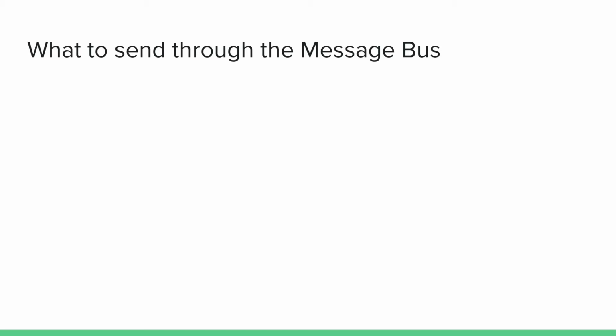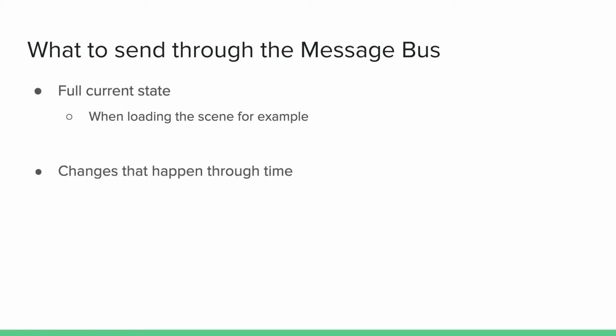So what should we send through this message bus? There are mainly two things that we will try to send. First is the current state. For example, when I'm loading the scene, I want to know exactly what everybody else is seeing. So I'm going to ask, hey, what are the colors on the whole wall? And somebody's going to have to send it to me. And also changes that happen through time. Once I'm already connected, each time a tile changes color, we also want to update that to everybody else.